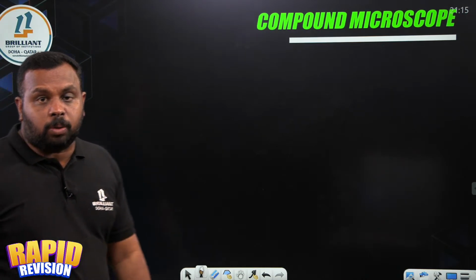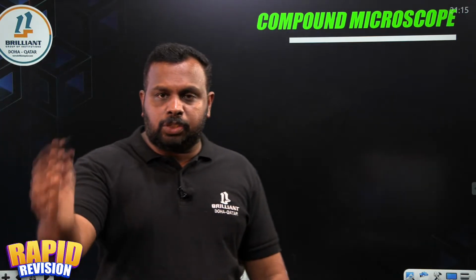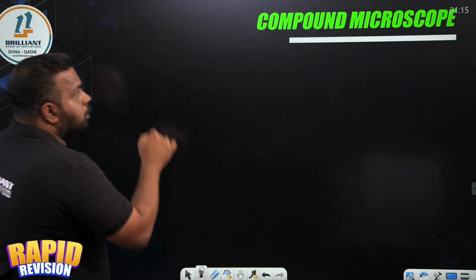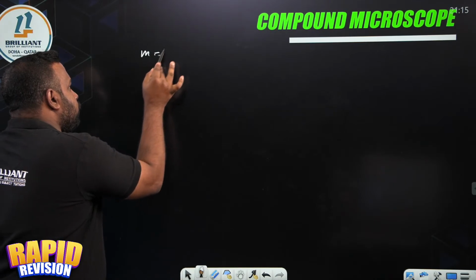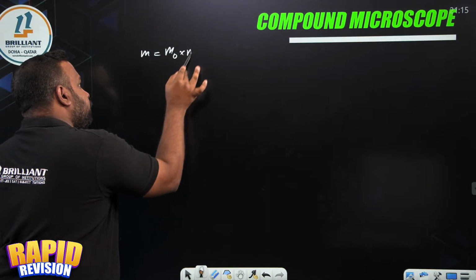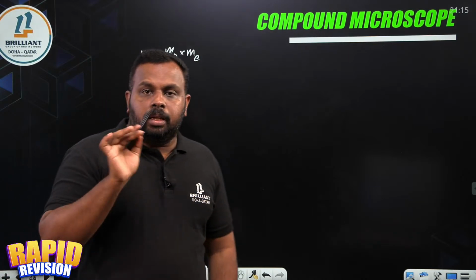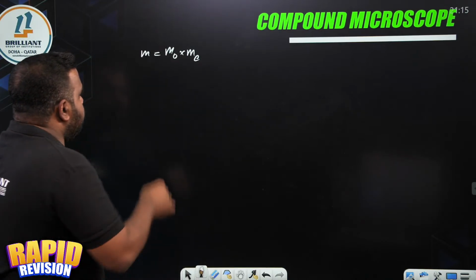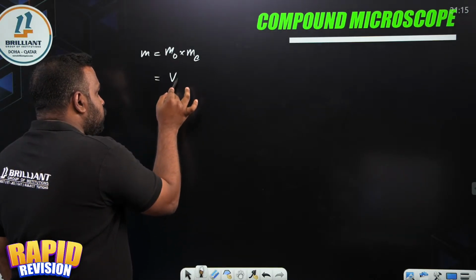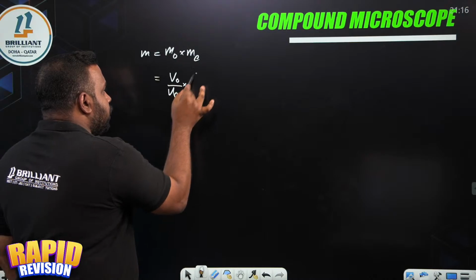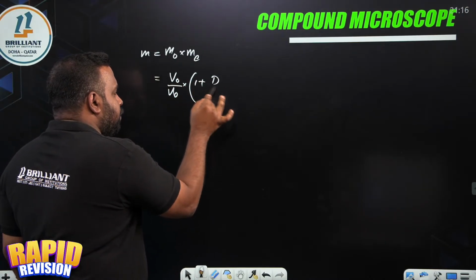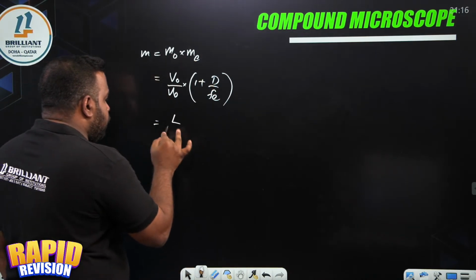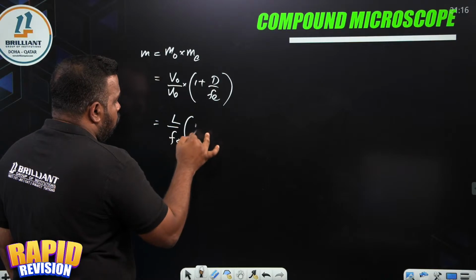Next, compound microscope. There are two cases again: image formed at near point and image formed at infinity. The basic magnification formula is MO into ME. MO is the magnification produced by the objective. You know there are two lenses, objective lens and eyepiece. So there are different formulas. VO by UO into ME, and if it is at near point, it is 1 plus D by FE. Or this can be written as L by FO into 1 plus D by FE.